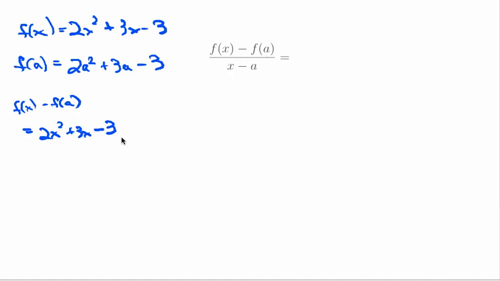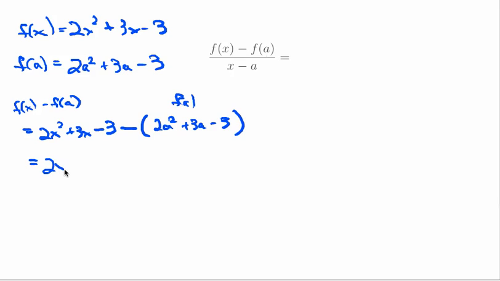And here's a really important step. I am subtracting all of f of a, so I need to parenthesize it. I need to parenthesize what f of a is: 2a squared plus 3a minus 3. If I leave the parentheses off, as we saw in problem 4, I'm only subtracting the first term of f of a and not all three of them. So I have to have parentheses here.